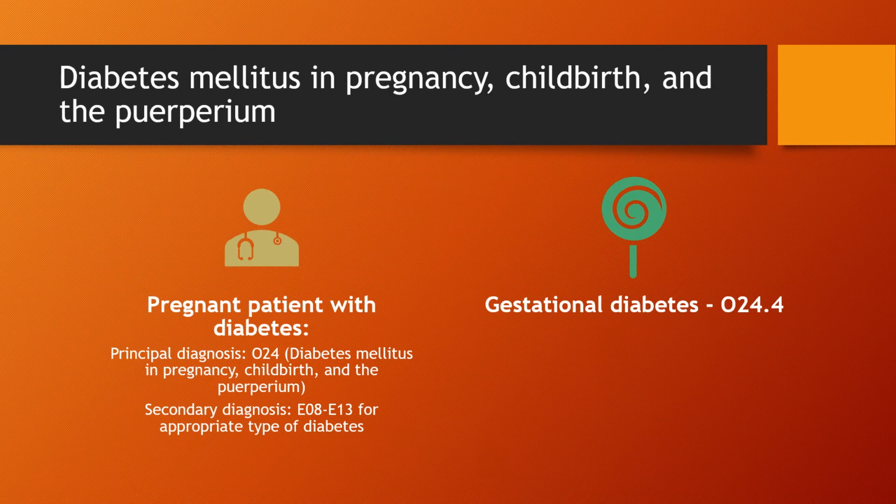If a pregnant patient has diabetes, they would receive code O24 as their principal diagnosis if the treatment is for their diabetes. Then the secondary diagnosis would be from category E08 through E13 to indicate the appropriate type of diabetes. Gestational diabetes is diabetes that only occurs in the mother during the pregnancy. This is coded with O24.4.